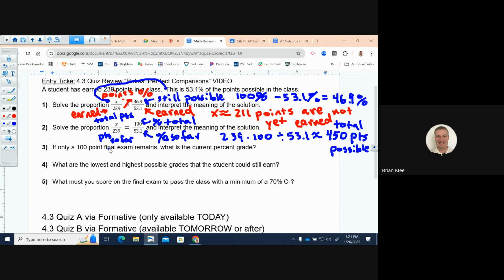So number 3 asks, if only a 100-point final exam remains, what is the current grade? Well, if there's 450 points possible, the 100 points hasn't been calculated yet. Right now, the class is out of 350 points. So 239 divided by 350. Grab your calculator. Move the decimal over, it's about 68.3%.